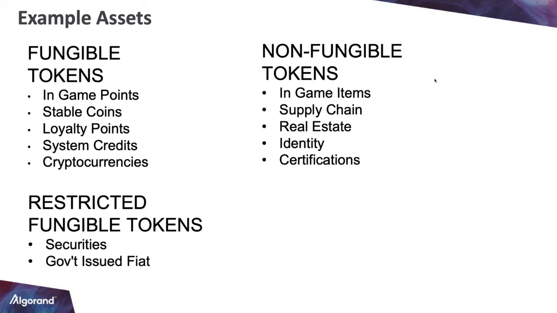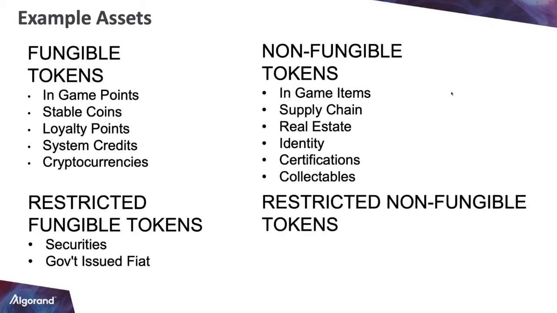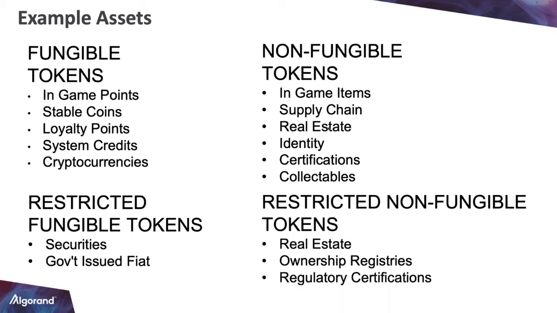Non-fungible tokens are good for identity, certifications, collectibles, and then also restricted, used for real estate and ownership registries. So a good sampling here of different types of assets that can be used and some of the ways that they are used. When we are using ASA, there's basically a life cycle. First thing we've got to do is create the asset. And then there are management functions you can provide.